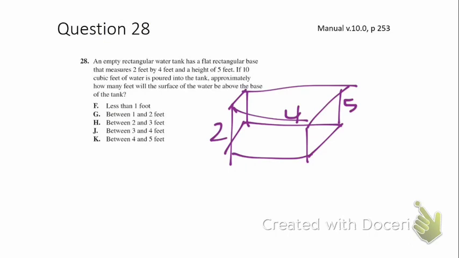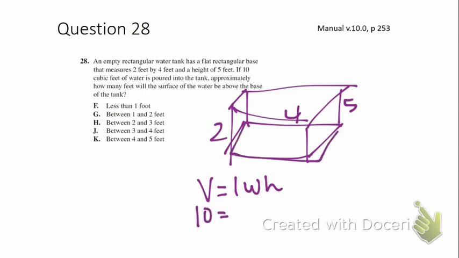Okay, if 10 cubic feet of water is poured into the tank, approximately how many feet will the surface of the water be above the base of the tank? Okay, so they're giving me the volume of 10 cubic feet. So I know that volume is equal to length times width times height. They're telling me it's 10.